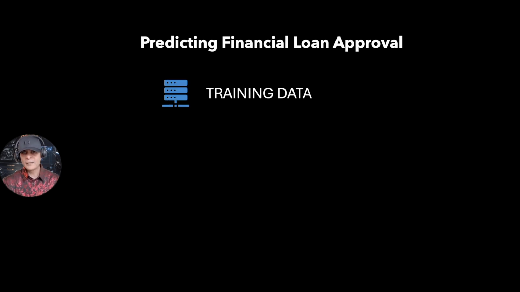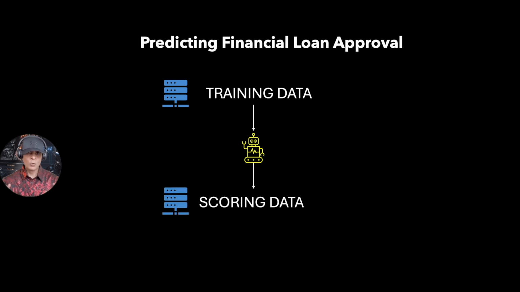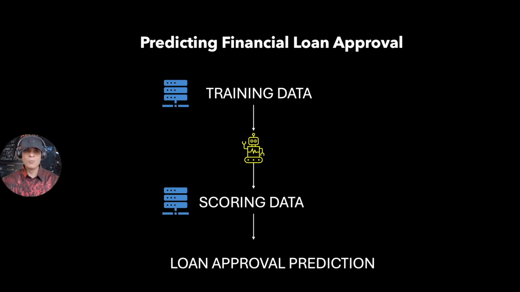But before I go to the demo, let me give you a quick recap of the use case as well as the architecture. The use case consists of predicting financial loan approval. We have a training data set which has got the various loan applications along with the information on whether the loan got approved or not. With this data, I'll be training a machine learning model. We also have a scoring data which has got all the loan application details, but it does not have the approval status. I'll be using the machine learning model which we have trained with the training data set to predict if the loan will be approved or not.